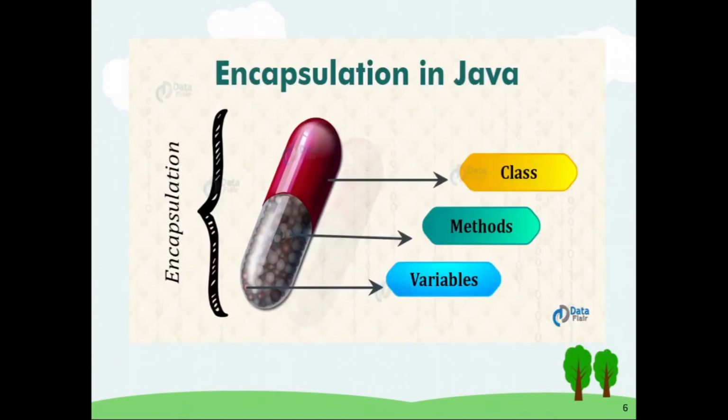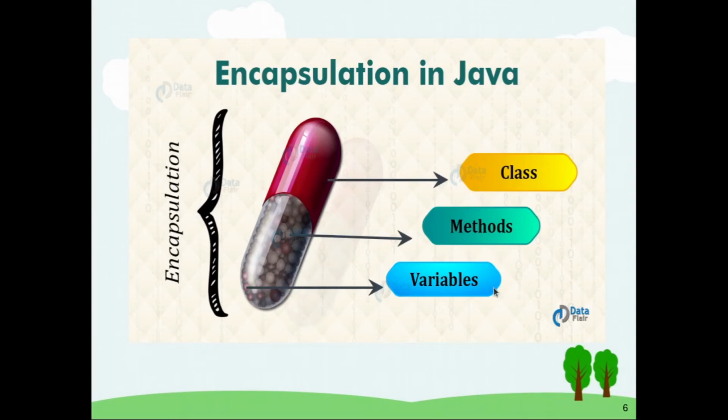Look at this example of encapsulation. The material inside this transparent box is a variable, and this transparent box is considered a method, and the class wraps all these methods and variables. This class is a protective shield for these methods and variables. This class doesn't allow any outside class to access these methods and variables.